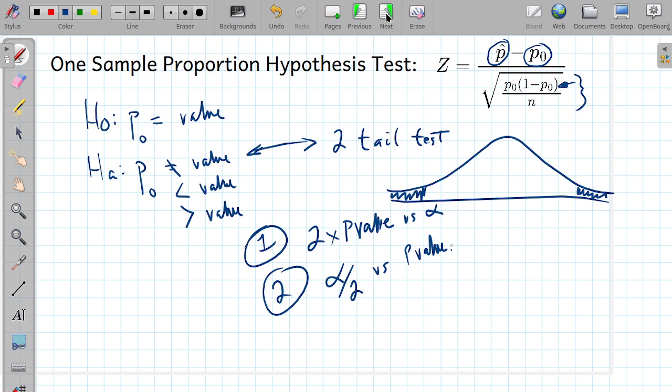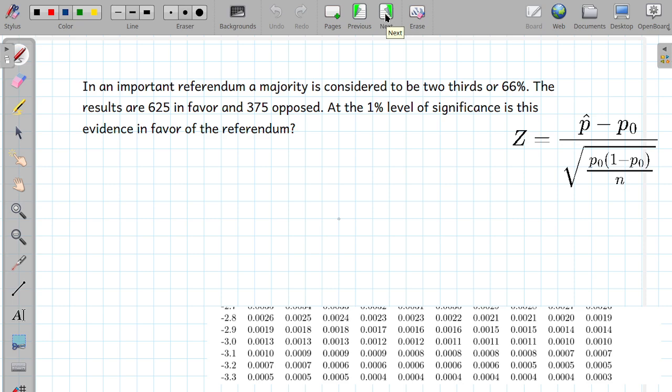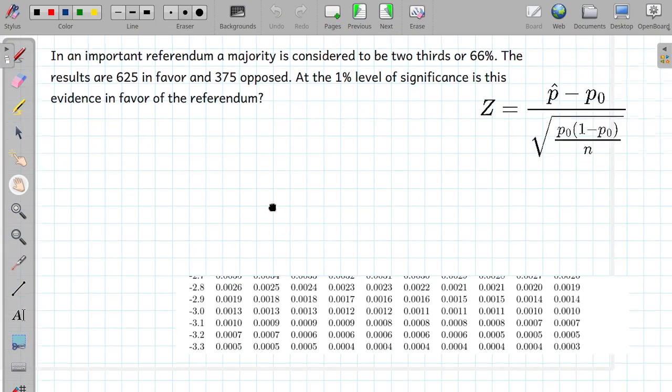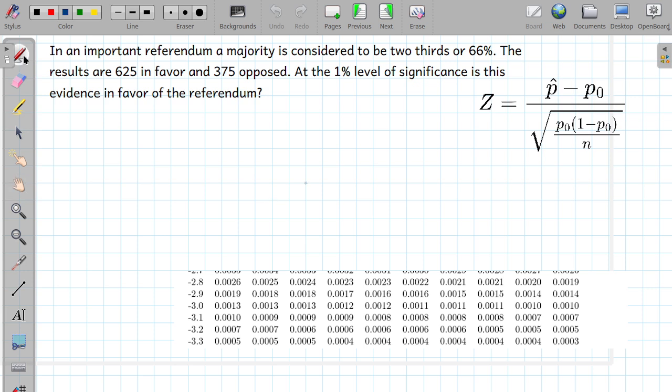Let's move on. I've got a couple of examples ready to go here. So here we have an important referendum. And for this referendum to pass, it needs 2/3, or 66%. Now I've said 66. I know you may say that should be rounded. Well, we're going to specifically say 2/3. So humor me. I want it to be 66%. And what do we have? We have results in favor of the referendum, 625, and 375 people oppose it. At the 1% level of significance, is this evidence in favor of the referendum?